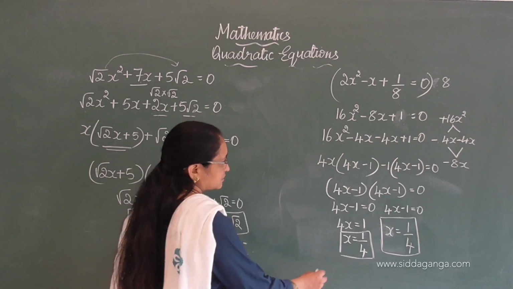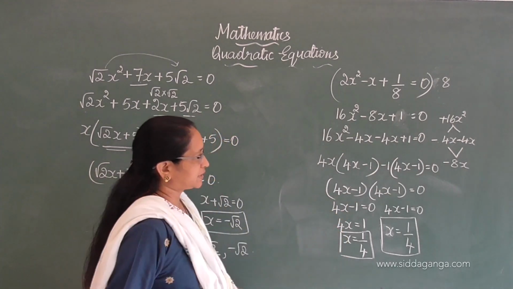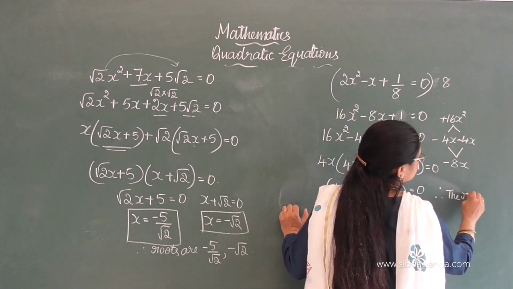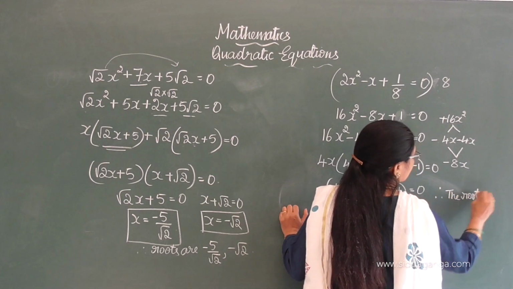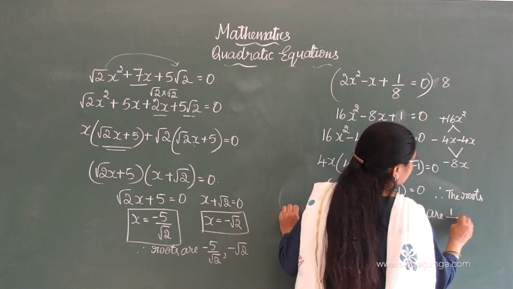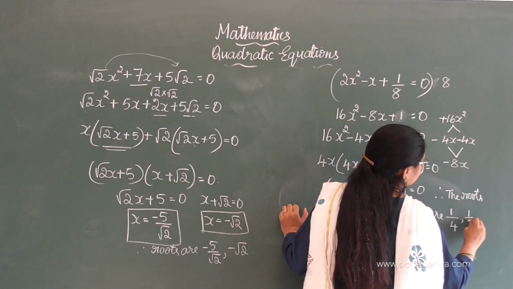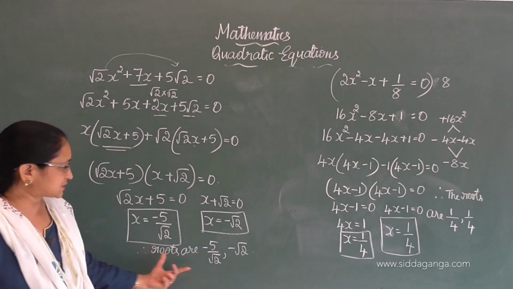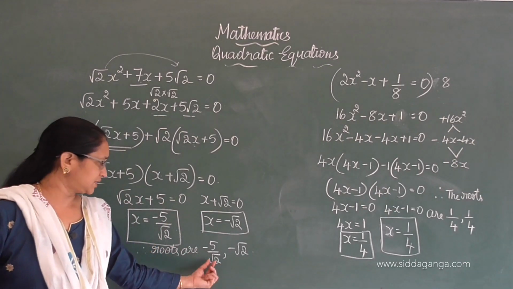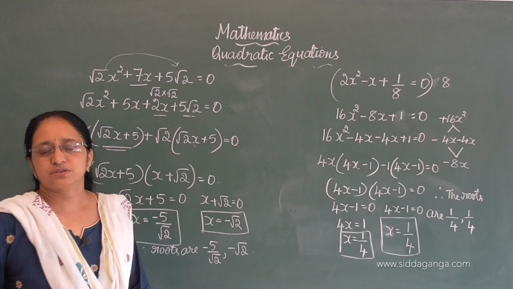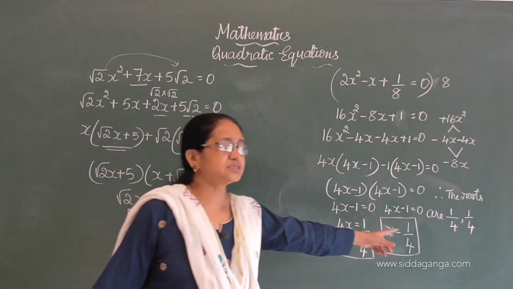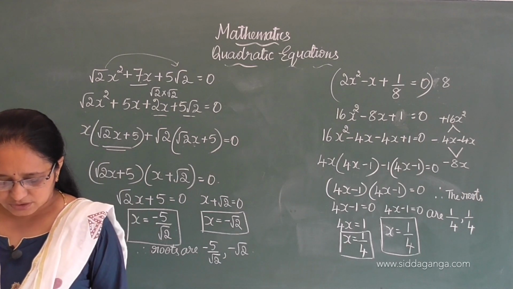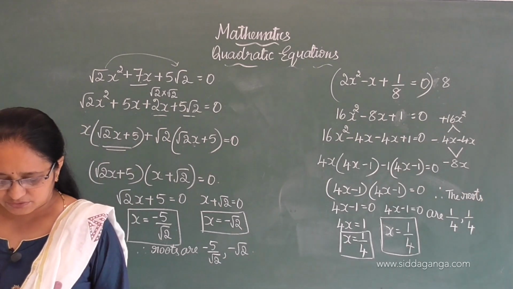So you can write the conclusion here. I will write therefore the roots are 1 by 4 and 1 by 4, the equal roots. But in the previous case they were distinct roots, minus 5 by root 2 and minus, they are different, but in this case they are equal roots. Okay.